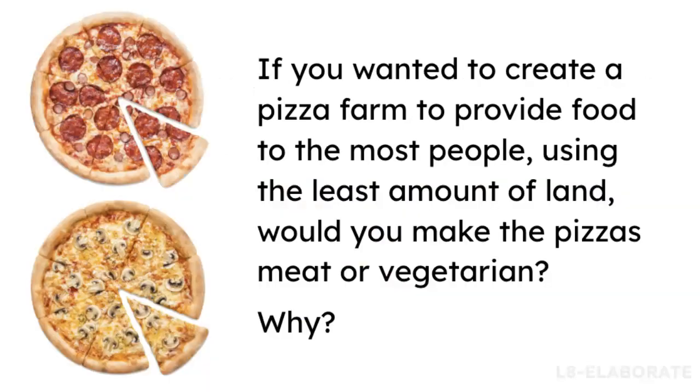For the Elaborate portion, you'll ask students if they wanted to create a pizza farm to provide food for the most people using the least amount of land, would they make the pizza meat or vegetarian? You'll allow students to turn and talk and then share their ideas and encourage them to use evidence from their farm designs to back up their claim.